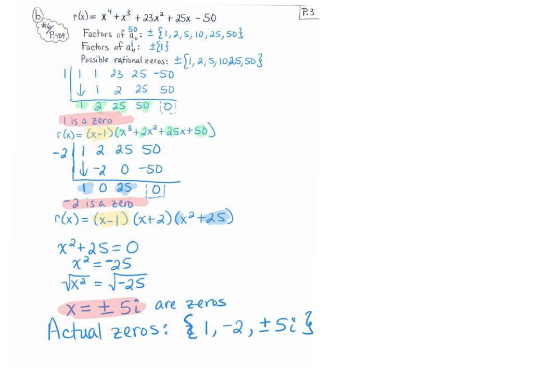So we can use that to write r of x. r of x is going to be x minus 1 times x plus 2 times x minus 5i. And what's the last one? x plus 5i. That's it.